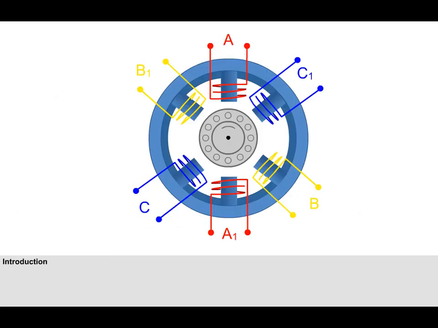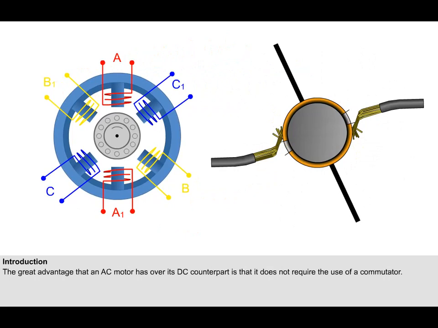In this lesson, we will look at the construction and operation of electric motors using AC as their power supply. The great advantage that an AC motor has over its DC counterpart is that it doesn't require the use of a commutator, so the problems of arcing at the brushes is greatly reduced or even eliminated.